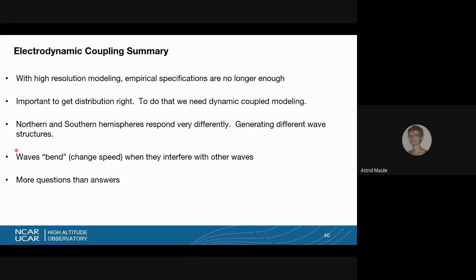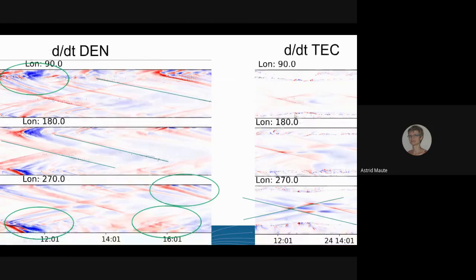So you showed these examples where TIDs are crossed and interfered, and the velocity of the propagating one changed. Does this depend on the magnitude? So is the velocity changing more if the TID is stronger?